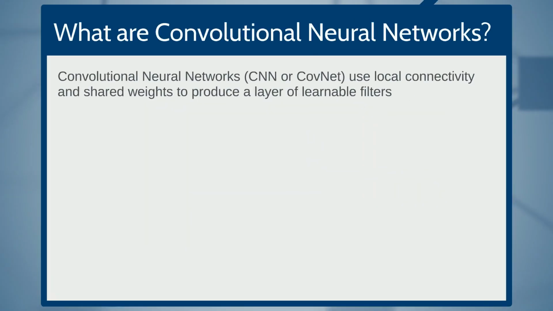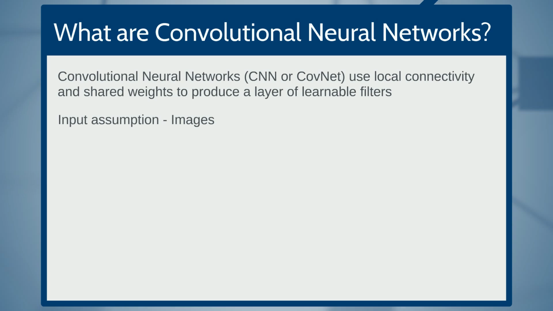What is a convolutional neural network? Well, a convolutional neural network uses local connectivity and shared weights to produce a layer of learnable filters. So if you're at all like me, when you first heard this, you probably had no idea what local connectivity, shared weights, or learnable filters are. So that definition doesn't really help, but fortunately, we are going to explain each of these in turn throughout this video.